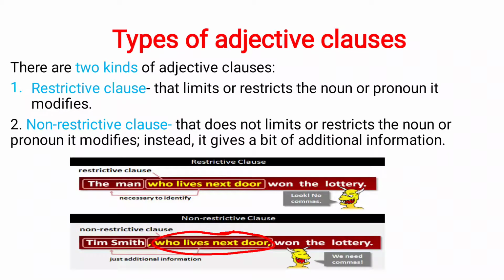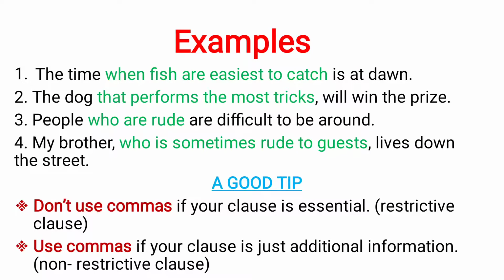So what is the difference between a restrictive and a non-restrictive clause? We cannot remove a restrictive clause from the sentence because it will change the overall meaning of the sentence. But we can easily remove a non-restrictive clause because it will not affect the meaning of the sentence. I hope now you have understood the difference between restrictive and non-restrictive clauses. Let us take a few examples of adjective clauses for better understanding.